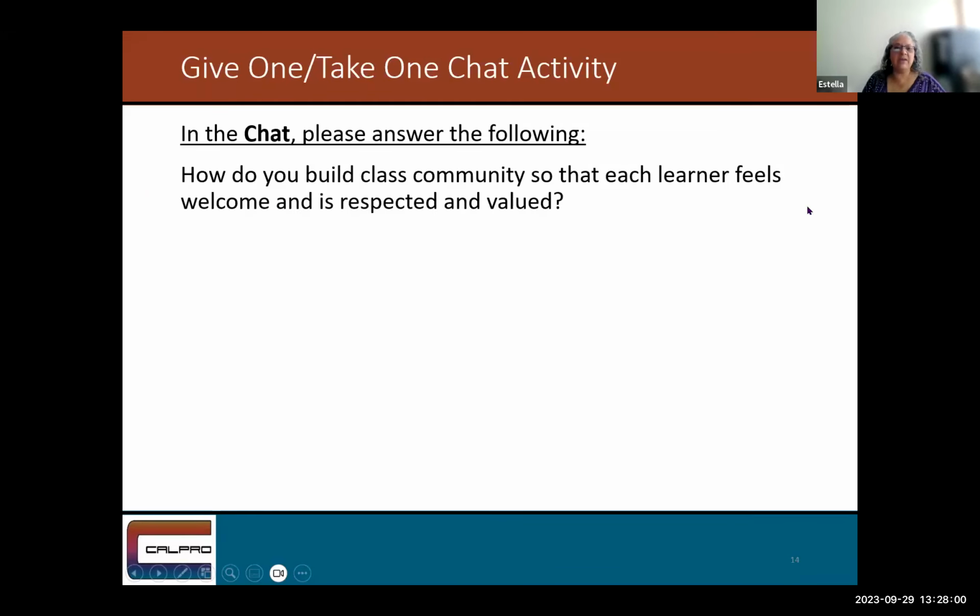All right, so we're going to do a give one, take one activity in the chat. There are many ways to foster class community. In this give one, take one chat activity, you'll share your community building activities with each other. How do you build class community so that each learner feels welcome and is respected and valued? So in the chat, go ahead and give us your give one, ideas that you find useful in building class community, welcoming, respected, and valued.